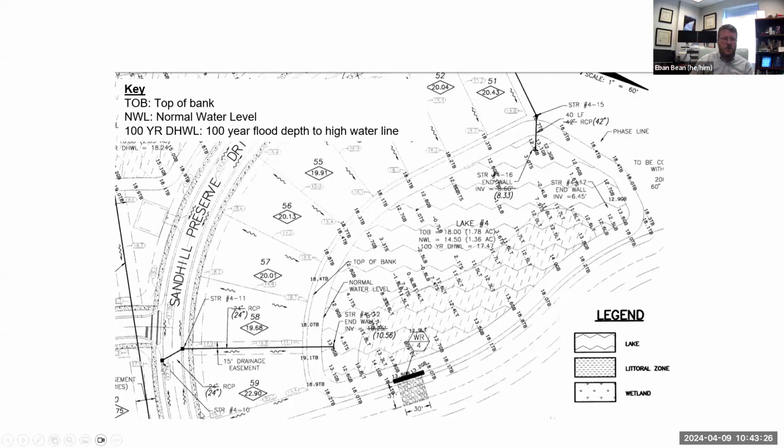Just to clearly show it, here's the roadway of a land development, Sandhill Preserve Drive. We have lots here that are graded to the front and the back. And then here's our stormwater pond. It's called Lake number 4 here, but it's our stormwater pond.